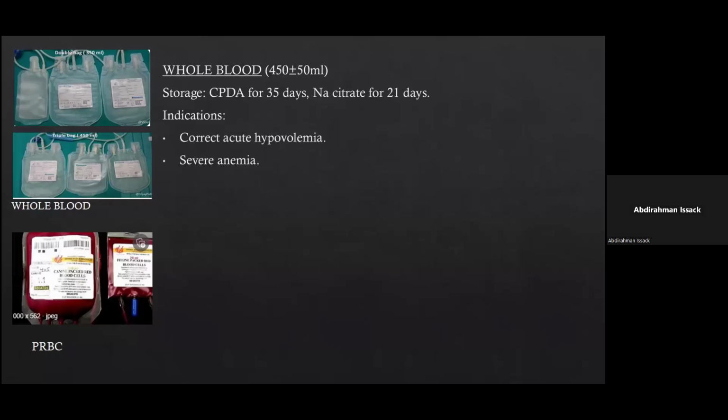Okay, we will see. Thank you for answering. The first one, we were looking at the whole blood. It contains 450 plus or minus 50 ml. Storage, you will use citrate phosphate, adenine, and adenosine for 35 days. If you use sodium citrate, you store for 21 days. For the indication, maybe to correct acute hypovolemia and maybe severe anemia.